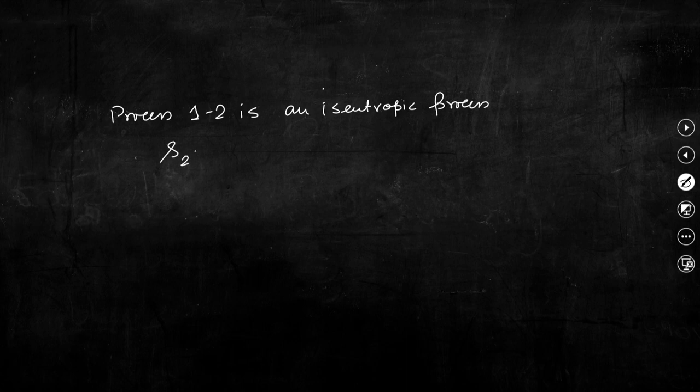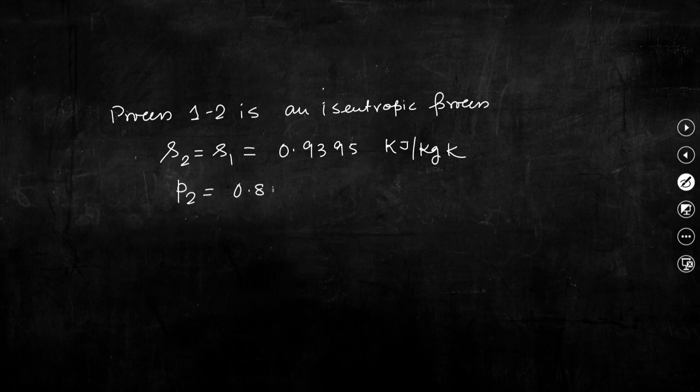we know that process 1 to 2 is an isentropic process. That means S2 equals S1, which we have already calculated as 0.9395 kilojoule per kg Kelvin. What is given? P2 is given, that is P2 equals 0.8 megapascal. This is also given in the problem statement.